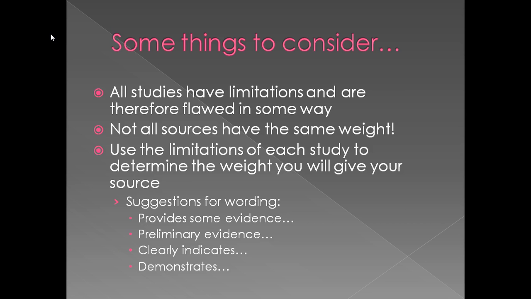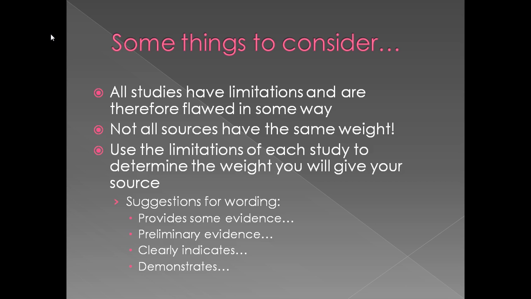Some things to consider. Remember that all studies have limitations and are therefore flawed in some way, and the authors will list what they feel was a limitation in their study, usually in the discussion section. Because this isn't theory, right? We're not proving anything. We're providing evidence to support. This also means that not all sources have the same weight. Some sources are more flawed than others. Some people use methodology that doesn't quite work.